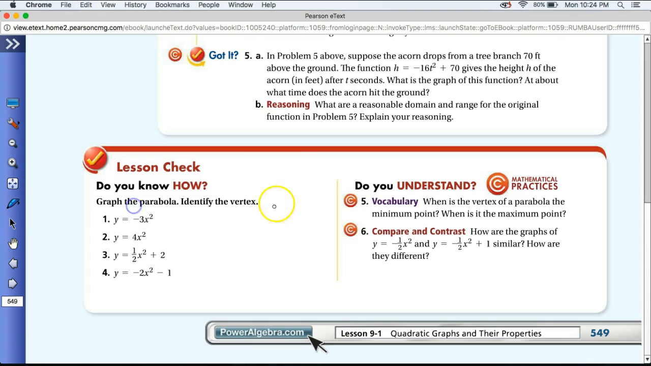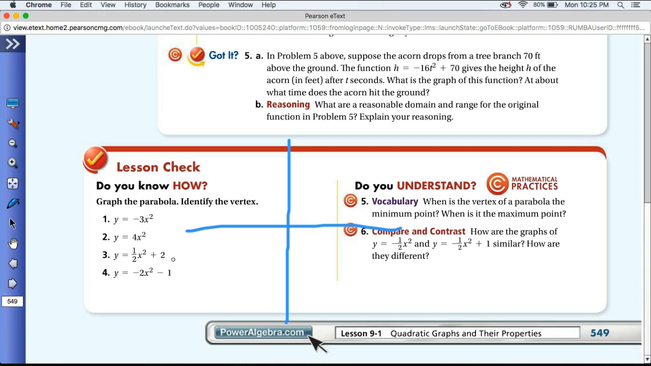Number 3. y equals 1/2 x squared plus 2. Okay, now I have a situation here that my vertex is going to be moved up 2 spaces from the origin. The other thing I have here is 1/2, which means it's going to be wider than normal. And also because it's positive 1/2, it's going to be right side up. Okay, so there's kind of a lot going on here.